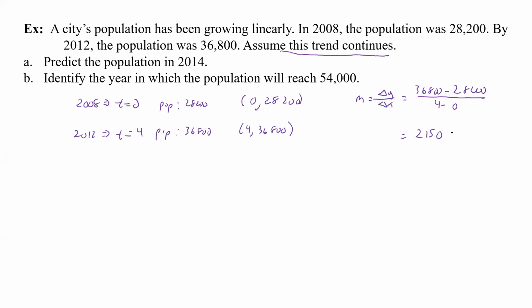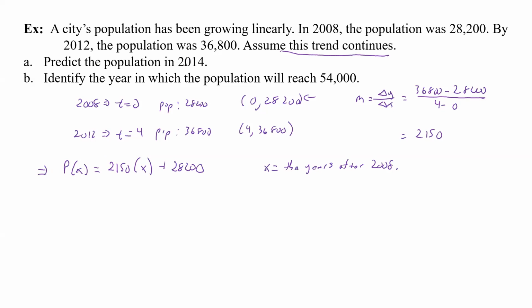All right, well, what's our intercept? Our intercept is this point here. So our equation of the line, since we're doing a population, let's say P of x, where x is the number of years after 2008, is equal to our slope, 2150, times x, plus our initial intercept of 28,200. So that's going to be the equation we need.